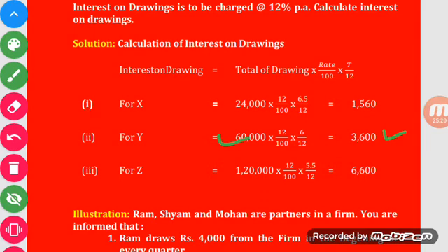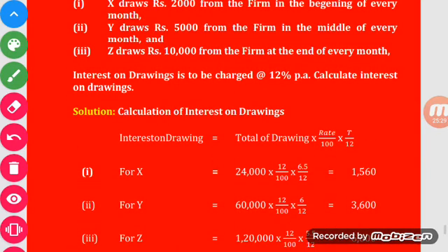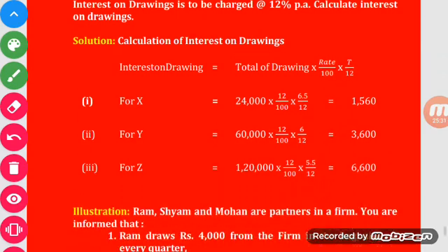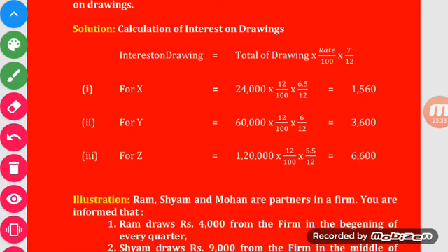In condition third, Z withdraws at the end of every month. So he withdraws rupees 10,000 per month. So 10,000 multiply by 12, rupees 1,20,000. Interest rate 12 upon 100 into average time 5.5 at the end of every month. So your interest on drawing will be 6,600. I hope you understand this concept properly.